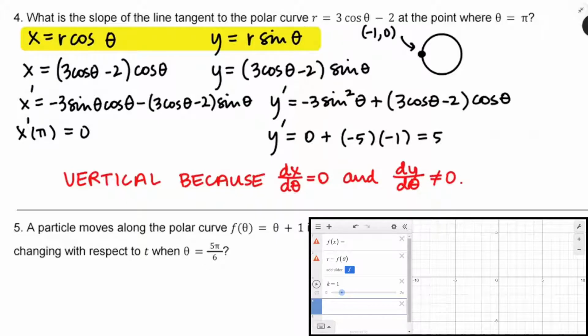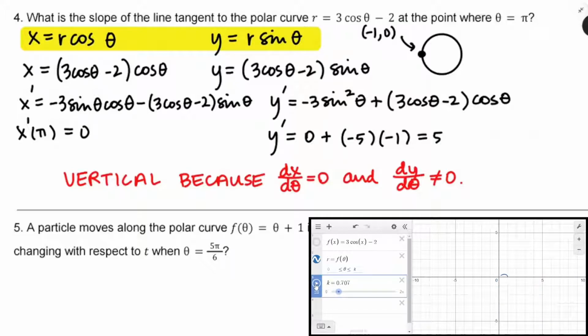All right, but I kind of feel like I should plot this just to make sure. 3 cosine theta minus 2. Okay, we're going to let k go up to 1 pi. And let's just see what happens as it hits that. Yep, it was going vertical. Okay, so maybe I let k go to 2 pi, and we'll just watch it go through pi. Oh, and I forgot to change it to that, which is much preferred. Yep, we're seeing that's a vertical tangent.